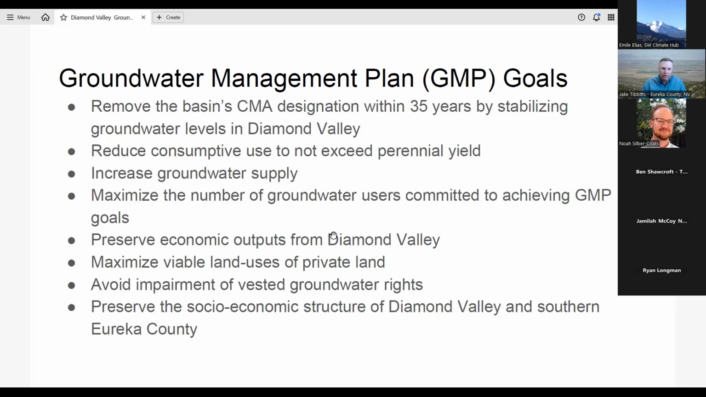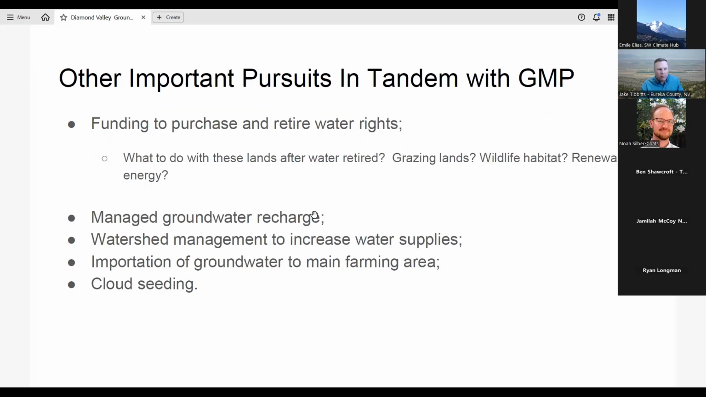A few other things that are in the plan. It's not just simply the numbers of water, but it does have some statements and some land management type goals that I would say are the value added things for the groundwater management plan. And these are the specific things that are listed in the groundwater management plan.